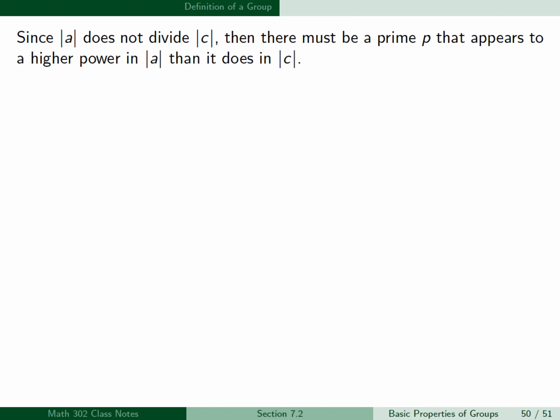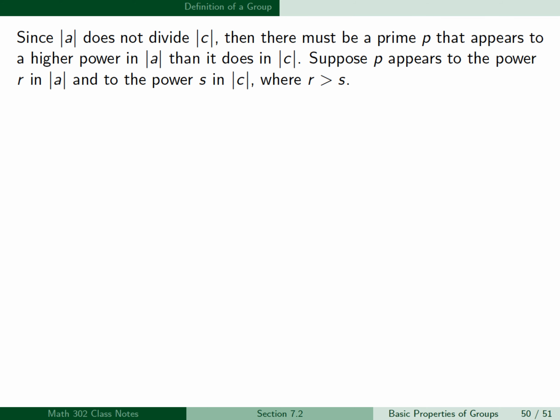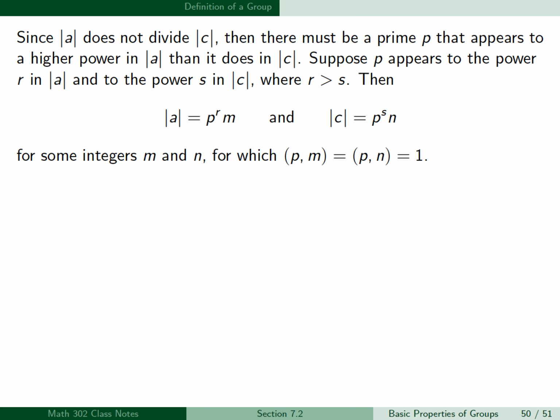Now, since the order of A does not divide the order of C, there must be a prime P that appears to a higher power in the order of A than it does in the order of C. So let's suppose that P appears to the power R in the order of A and to the power S in the order of C, where R is strictly greater than S. Then the order of A will be P to the R times M, and the order of C will be P to the S times N for some integers M and N, for which P and M are relatively prime and P and N are relatively prime.